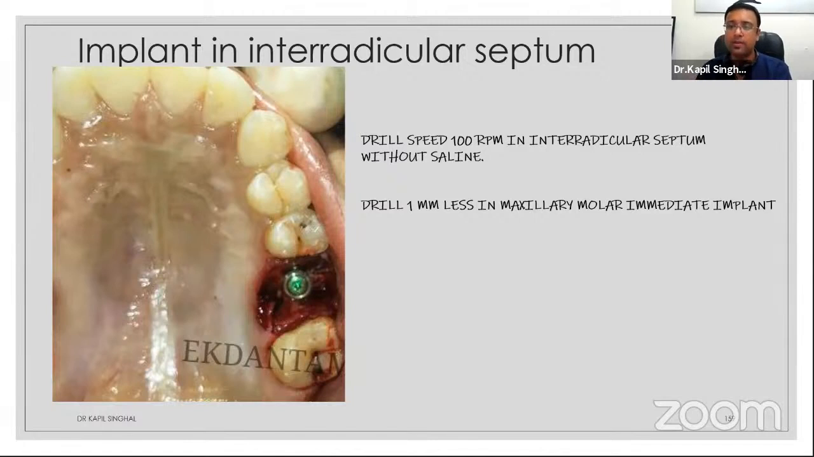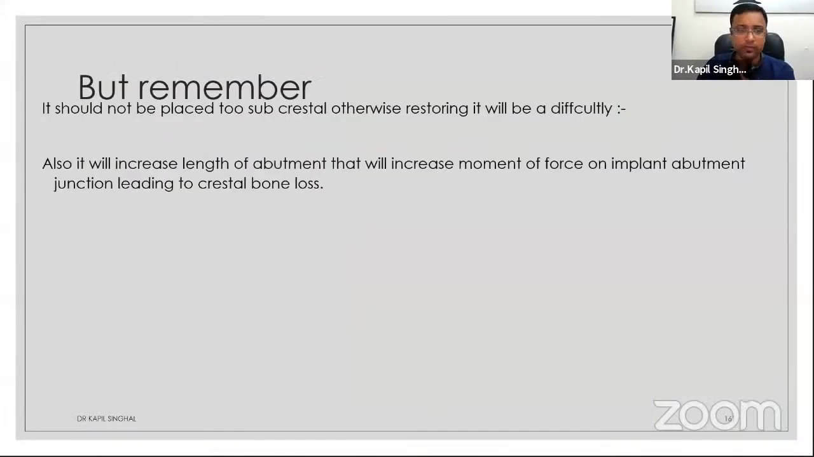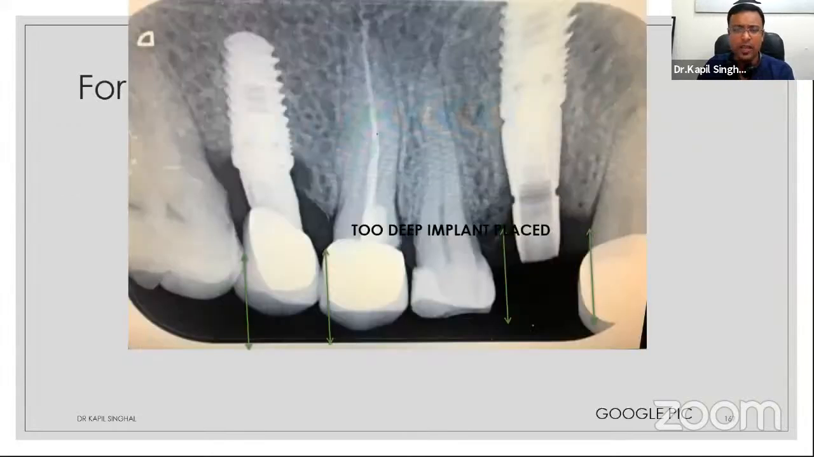So I always preferably drill at least 1 mm less when I am placing a maxillary molar immediate implant. Okay, so this is the immediate implant that we have placed, and see how deep you have to place. The basics are the same. You have to place it 2 mm below the CEJ of the adjacent tooth. Okay, don't place it too deep.